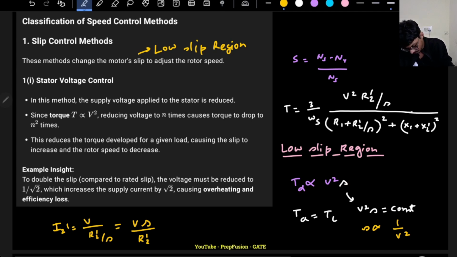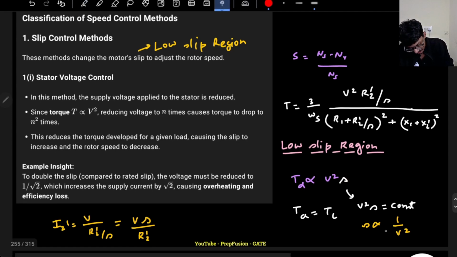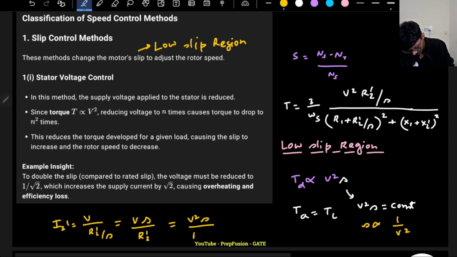Now V square into S is constant, right? So if I multiply and divide by voltage, this will be V square into S divided by R2 dash into V. Here V square into S is constant and R2 dash is constant. So basically my current I2 dash is inversely proportional to voltage.